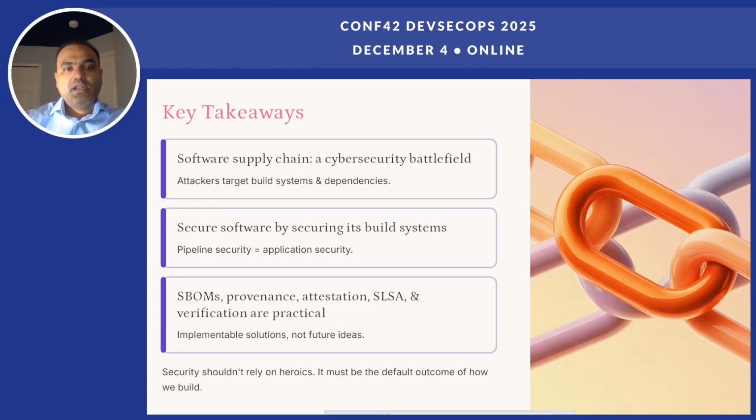Here are a few key takeaways from our discussion. First, the software supply chain has become one of the most active cybersecurity battlegrounds. Attackers are targeting dependencies, build systems, and automation, not just the production apps. So, if we don't secure the pipeline, we can't secure what comes out of it. Second, the strongest defense is shifting security into the CI/CD process itself. When every artifact is signed, traceable, and verified automatically, we reduce the risk without slowing down delivery. Pipeline trust becomes application trust.